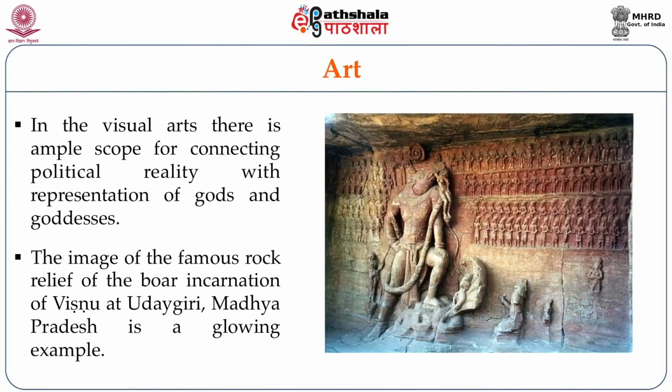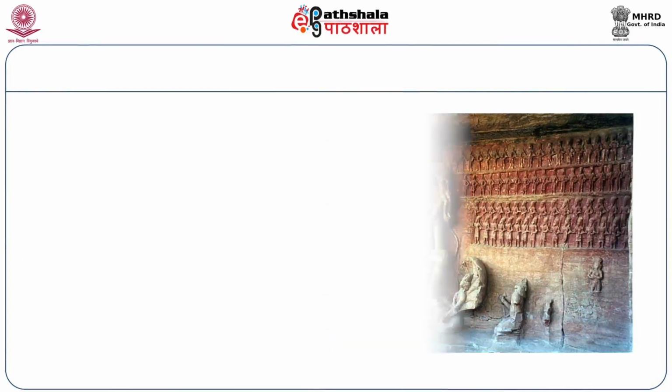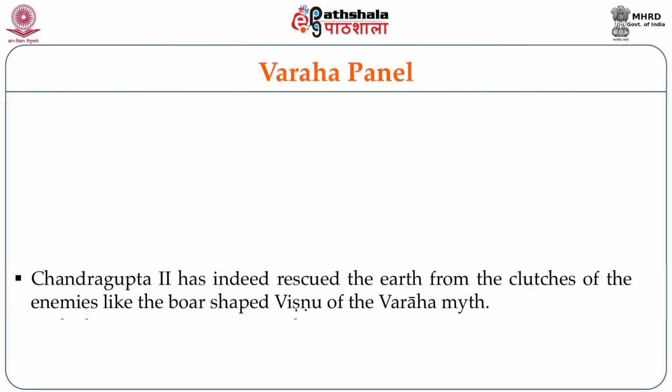So it is in this context that the imposing relief of Varaha at Udayagiri was created. Whenever we see an art object, it is very important to understand the context of the object. Chandragupta II indeed rescued the earth from the clutches of the enemies, like the boar-shaped Vishnu rescued Bhudevi.